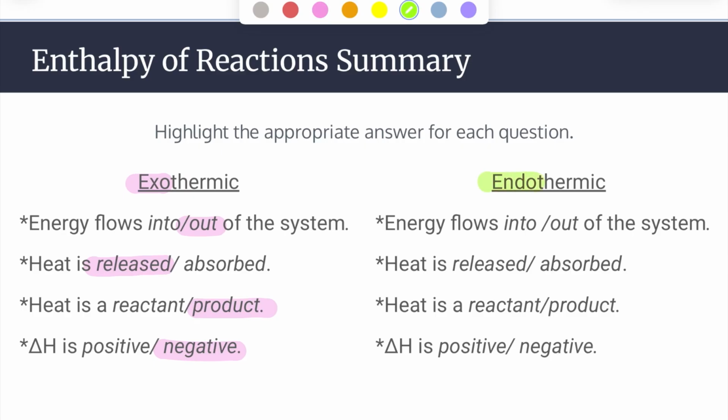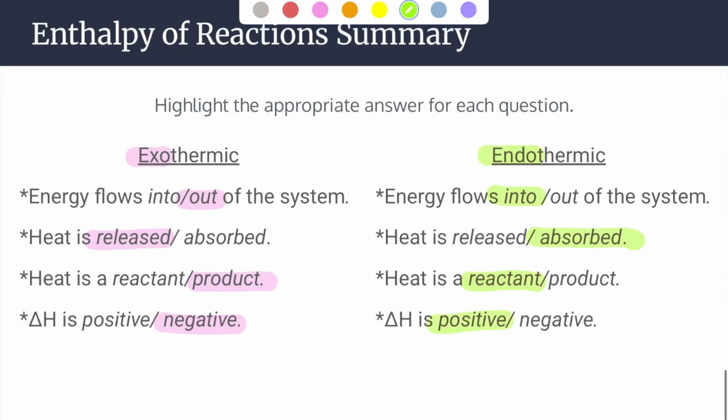Endothermic, energy is flowing into the system, meaning that heat is absorbed and heat is a reactant. And so, because we are going to kind of have that going into the system, the energy is built into what products get made. And delta H is going to be positive.